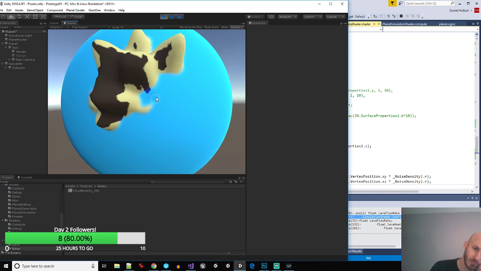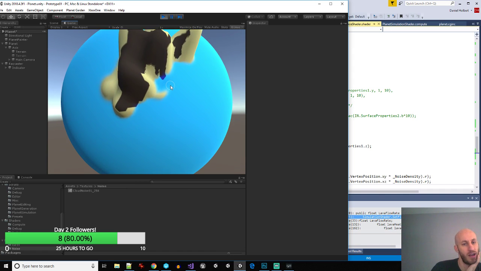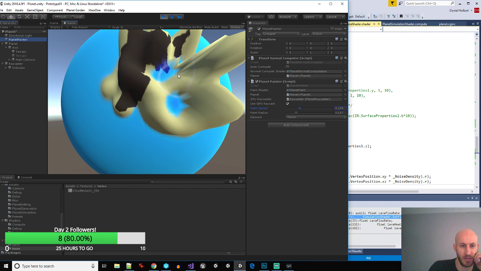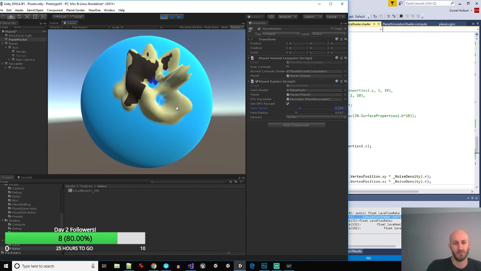So, I've got the water simulation and I've got some lava simulation. And so what I want to do is use both of them to make it so that the planet can change over time, go from kind of one state to another.